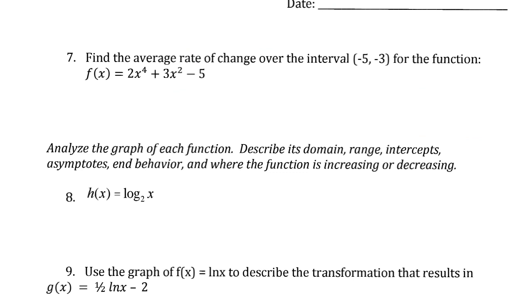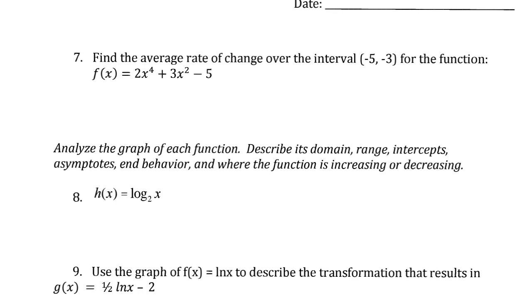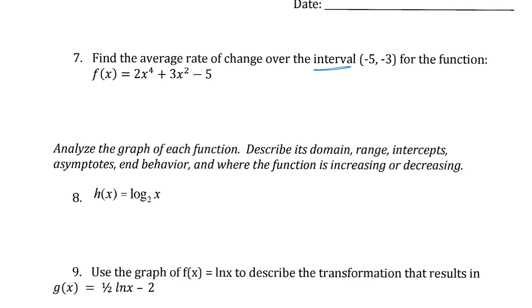This one's bringing back a little bit of old stuff again. It says find the average rate of change over the interval. This is an interval. This is not a point. So these are both x values for this function. So since those are my two x values, I need to plug them in. So f of negative 5, when I plug it in here, what I get is 1,320. And then I find f of negative 3 because that's my second x value. I substitute it in, and I get 184.